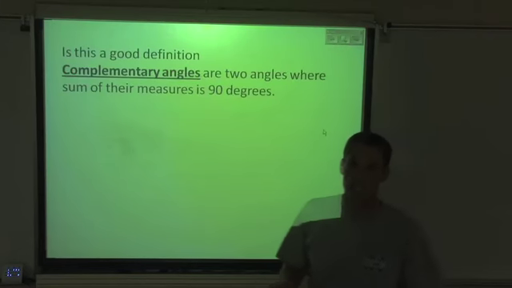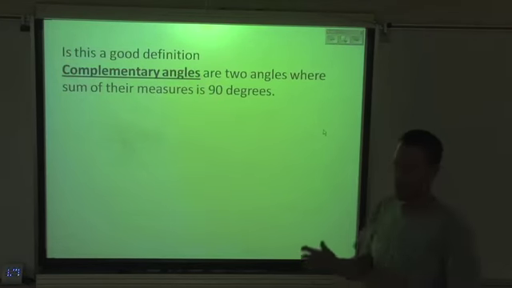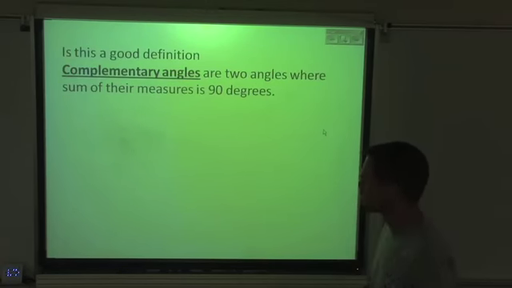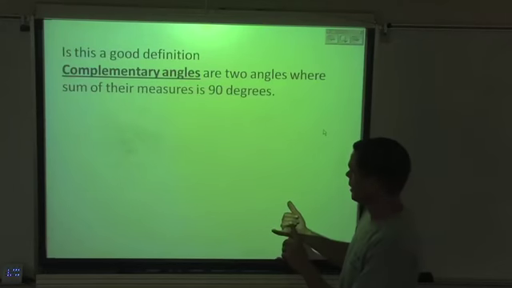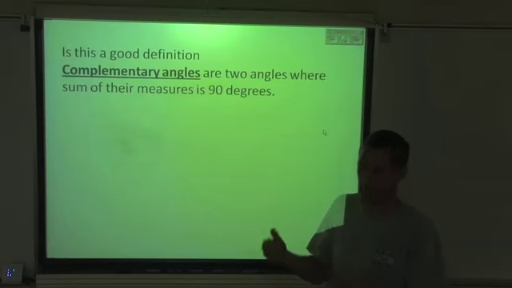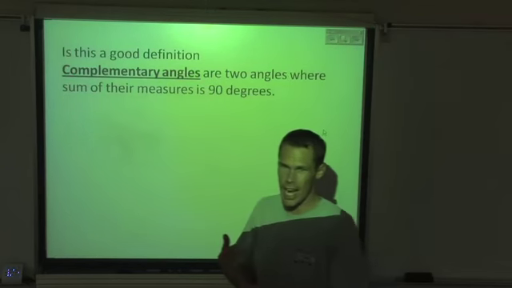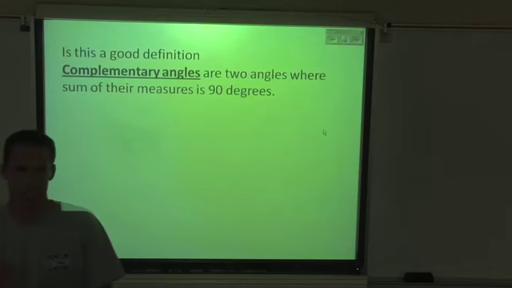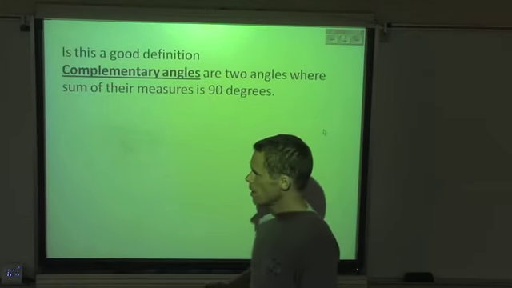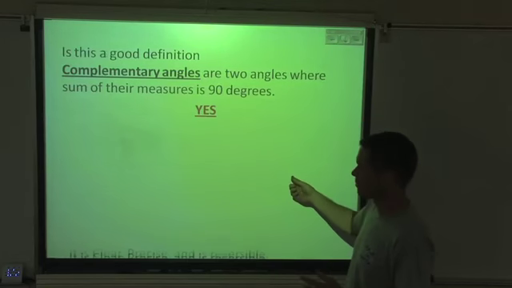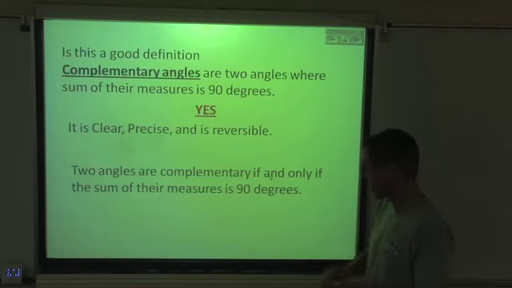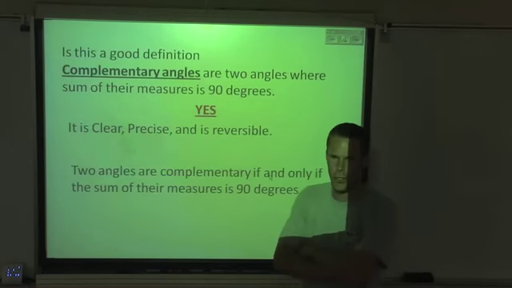Okay, is this a good definition? Complementary angles are two angles, the sum of whose measures is 90 degrees. Well, is it clear? Yeah, very clear. Two angles, and they need to add up to 90. It's precise, because 90 degrees is an exact measurement that it must be. And it's definitely reversible, because we could say two angles are complementary if and only if the sum of their measures is 90 degrees.